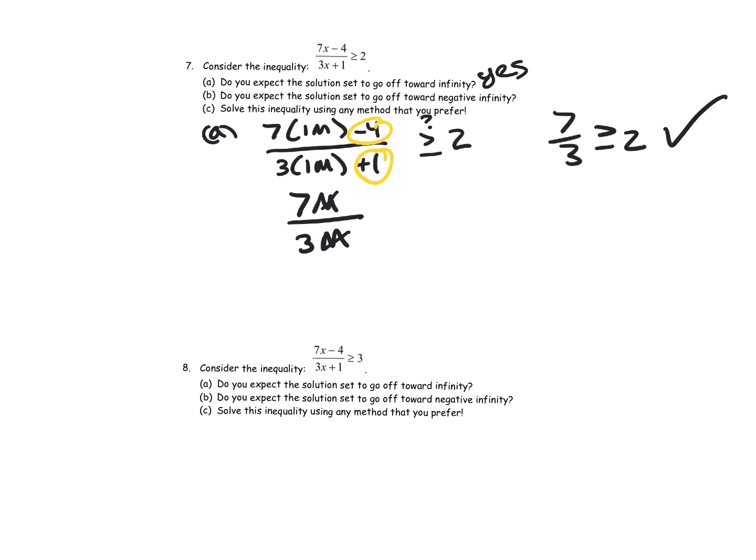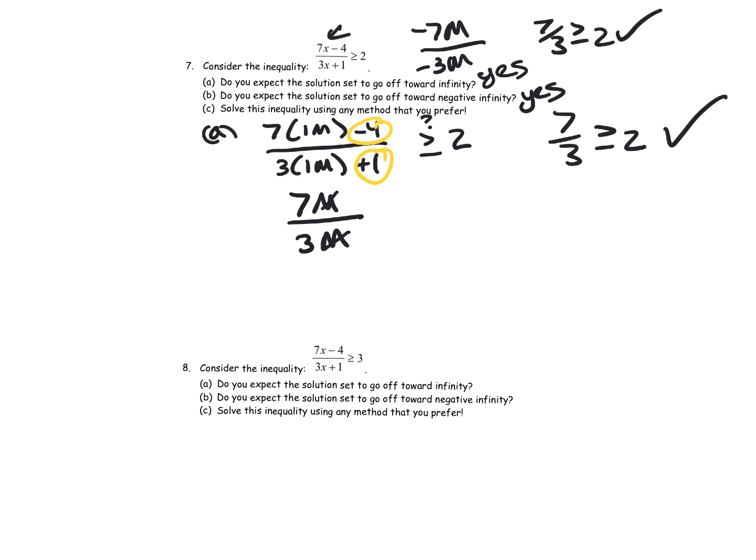We do the same thing for putting in negative huge. So if I think about putting in negative 1 million for x, the -4 and +1 will become insignificant again. So think about -7 million over -3 million, which is still 7/3, which is still greater than or equal to 2. So I'm going to expect both positive and negative infinity to be part of my solution.